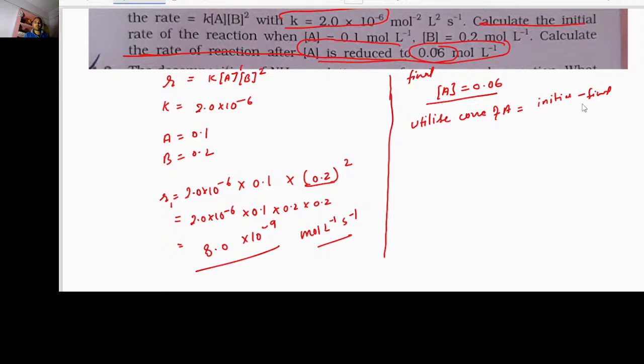So the initial concentration is how much? 0.1 minus 0.06, student. So how much is coming? 0.04 will come, student. You can check if you are trying here.